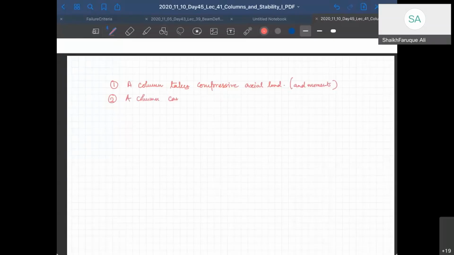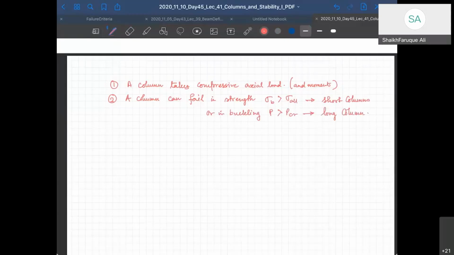Two, a column can fail in strength, in which case the column bending moment is greater than the yield stress, right? Or in stability, we call it buckling, when P is greater than PCR. This is generally for short columns, and this is generally for long columns.